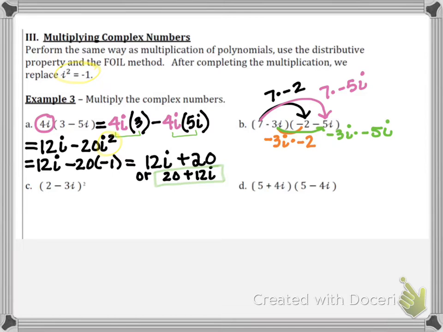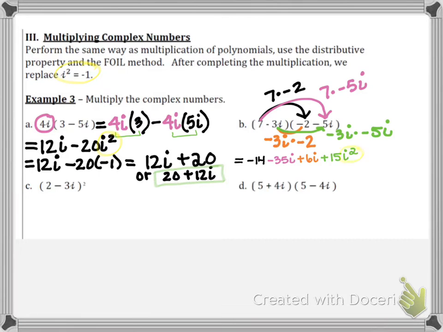First, outside, inside, last. So my first two terms, 7 times -2, gives me -14. My outside terms, 7 times -5i, becomes minus 35i. My inside terms become plus 6i. And my last two terms also become plus, so -3 times -5 becomes plus 15, but when I multiply i times i, I get i squared.